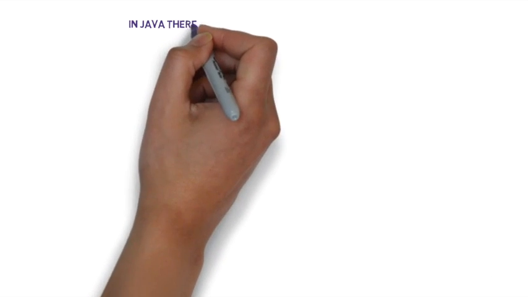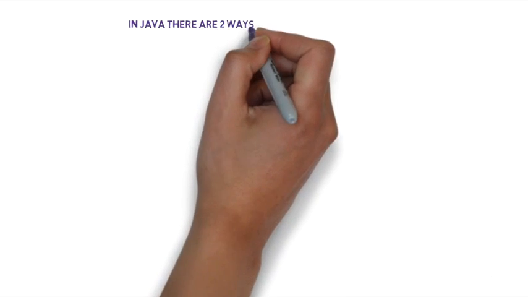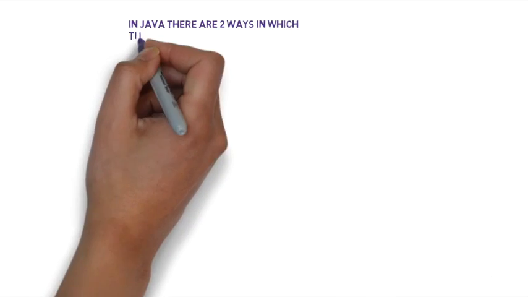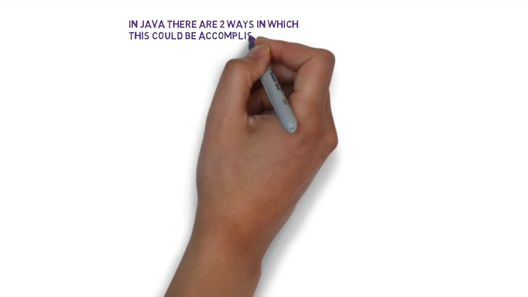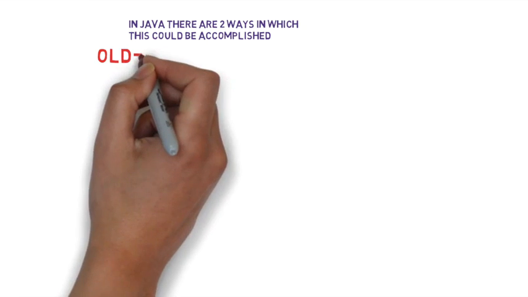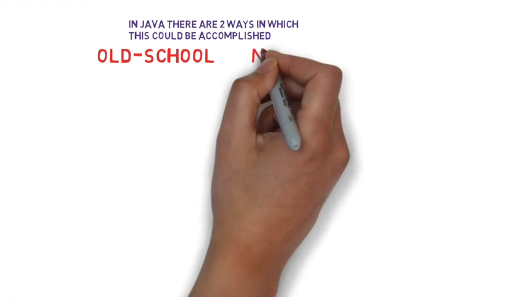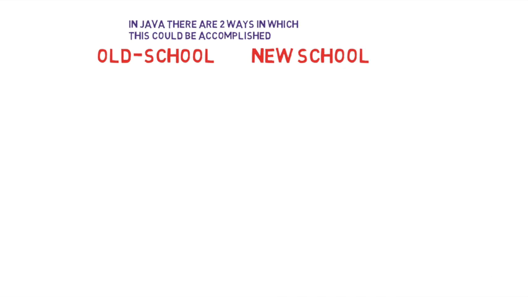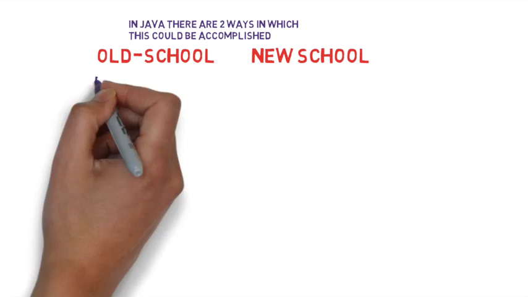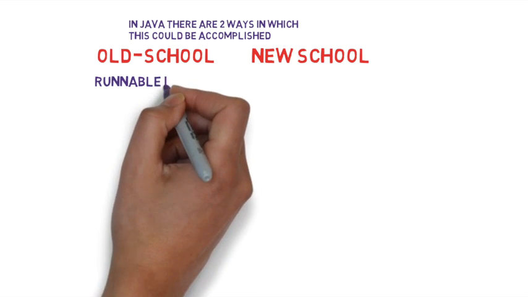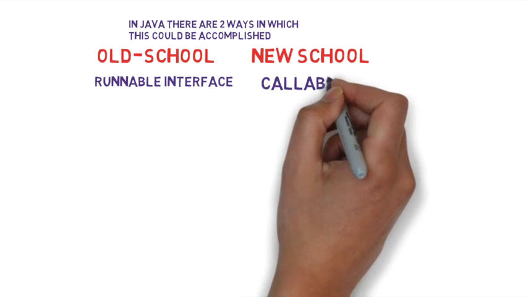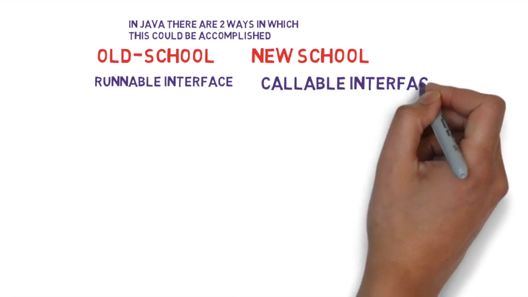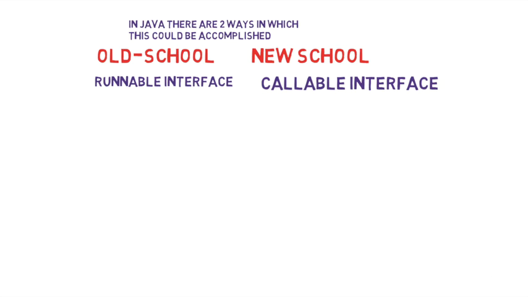In Java, this entire threading scenario can be accomplished in two ways. One is how it originally used to be done, and we'll call that the old school way. And the other is how it's done currently, which most programmers prefer, which is the new school way. The old school way uses the runnable interface. As an exact parallel, the new school way uses the callable interface.